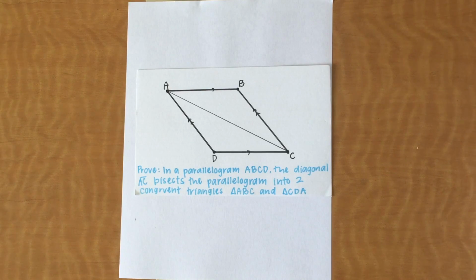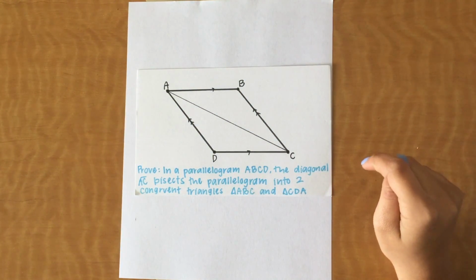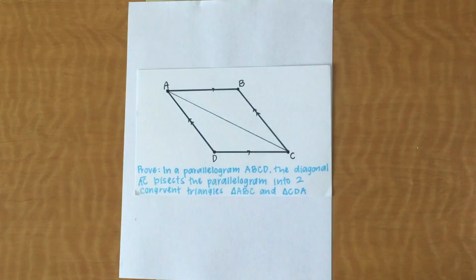So today we're going to prove this. In a parallelogram ABCD, the diagonal AC bisects the parallelogram into two congruent triangles ABC and triangle CDA. So first, let's write some things down that we know about this parallelogram.